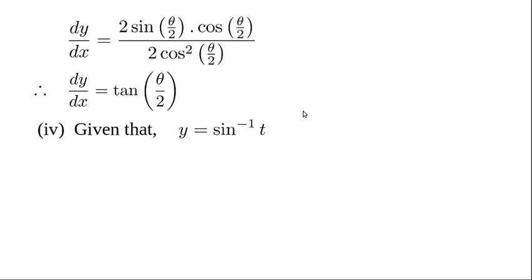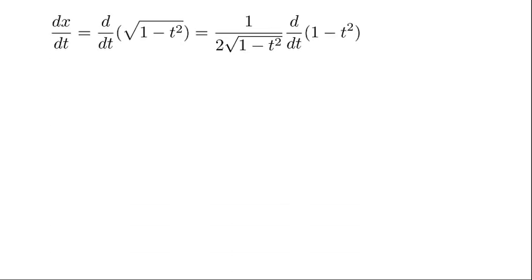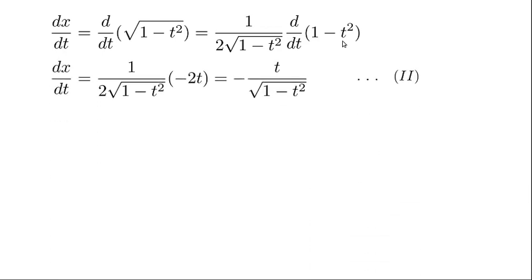In the next one, y equal to sin inverse of t, differentiate with respect to t. Derivative of sin inverse of t is a known standard result, 1 upon root of 1 minus t², call it as 1. x equal to root of 1 minus t², again differentiate this with respect to t. Composite rule. So dx/dt equal to d/dt of root of 1 minus t². This is 1 upon 2 times root of 1 minus t² into derivative of 1 minus t². So derivative of 1 minus t² is minus 2t, and 2 gets cancelled, we get dx/dt equals minus t upon root of 1 minus t². Call it as equation 2.